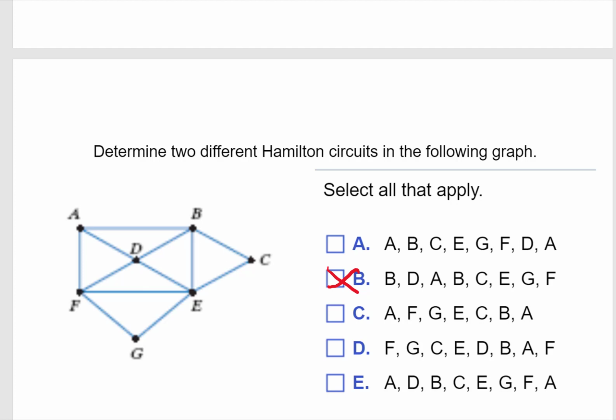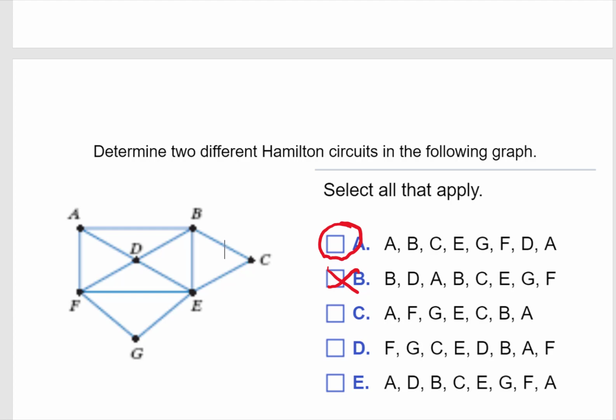So let's try the first choice, A. It says start at A and go to B, from B go to C, from C go to E, from E go to G, G to F, to D, to A, and I've created a circuit, so this is a correct answer. And we want to find a second one, so let's take a look at the others.